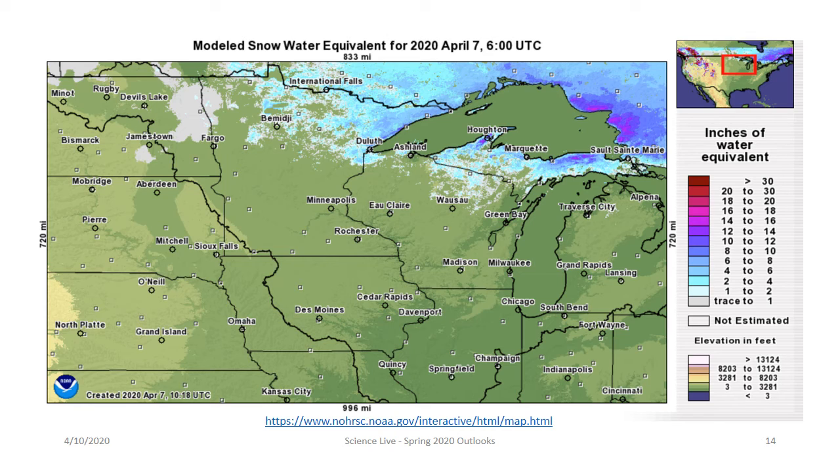Now, if we actually look at the amount of water that's available in the snowpack, so if you melted all that snowpack down, how much water would you get out of it? Wherever you see those darker blues into purples, you can have anywhere from 8 to 14 inches of available water that will eventually make it into the stream and river systems.